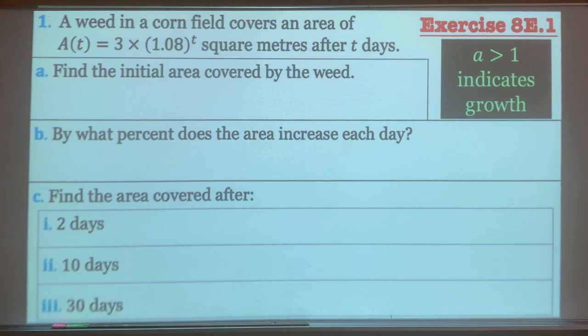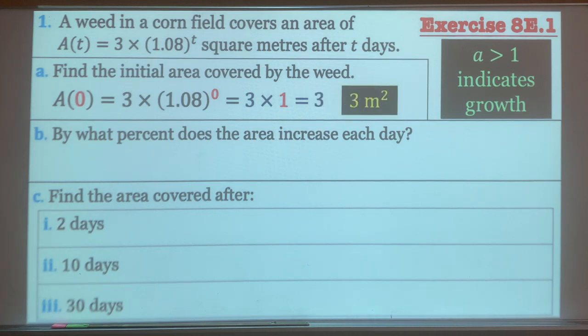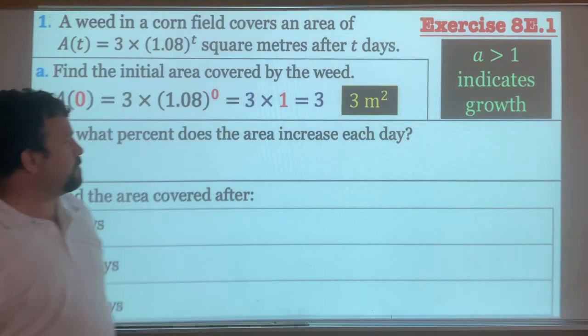All right, the initial area covered is when t equals 0, right? So A(0) equals 3 times 1.08 to the 0 power. 3 times 1 is 3. So the initial area covered is 3 square meters. Why did I put meters squared? Because this is my units right here.